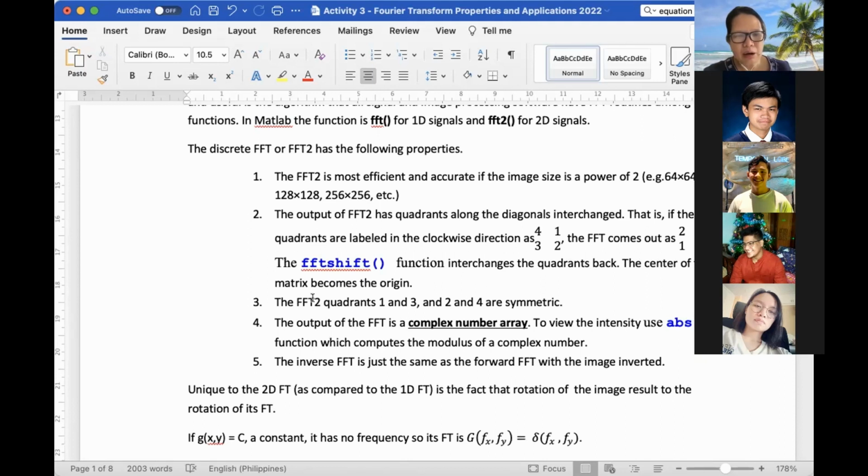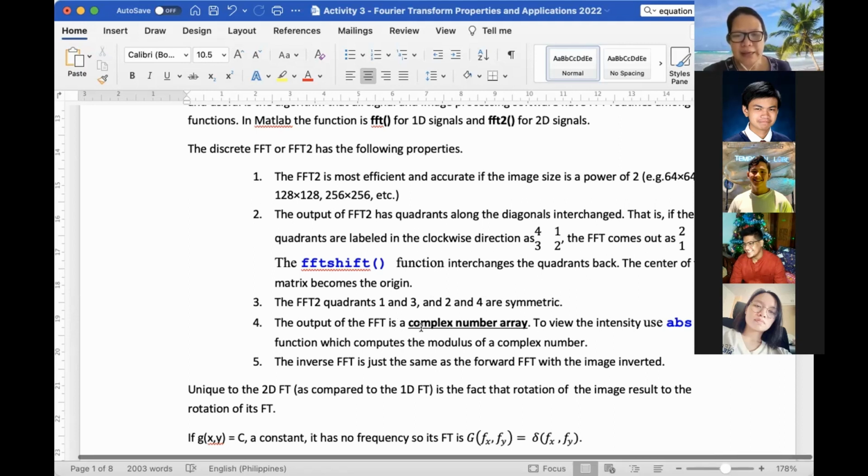And all FFTs are symmetric. So in fft2, the quadrants 1 and 3 and 2 and 4 are symmetric. So they are mirror images of one another. The output of FFT is a complex number array.